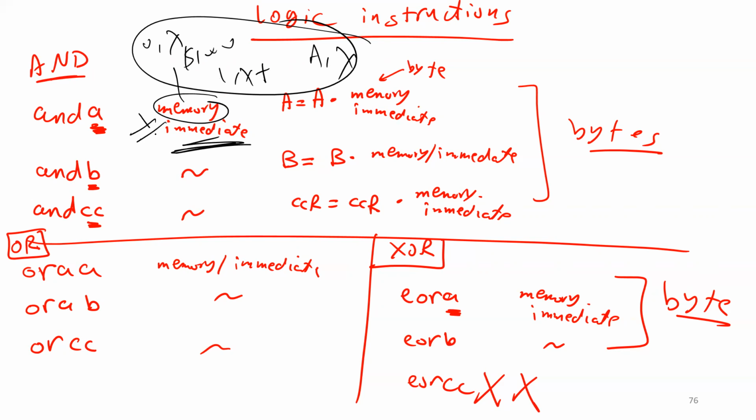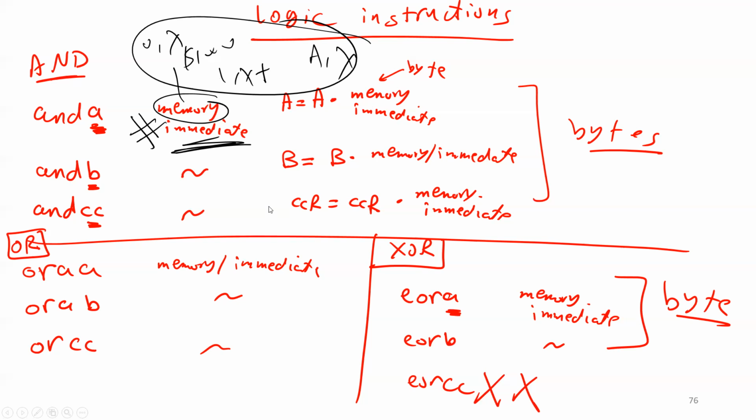Remember, in case of immediate value, you have to put hashtag. So what this instruction is going to do is logic AND byte to byte, register A to the memory location or immediate value, and then it's going to store the result in register A, right? We have another one similar to this one, but for register B. We have another one, but for the carry flag, for CCR. That's all what we have.